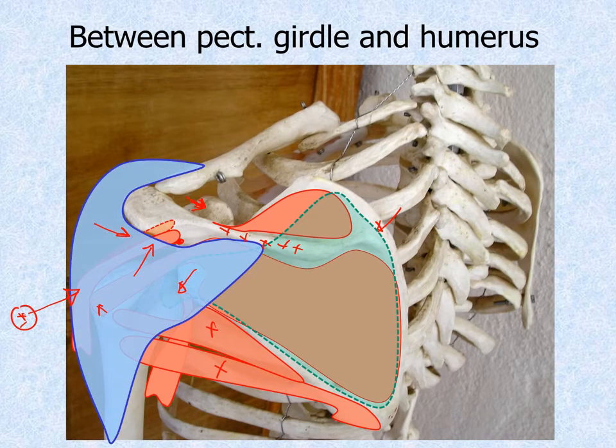Covering all these muscles is a fairly large muscle which is called the deltoid muscle, which is attached to the clavicle, scapula, and the shaft of the humerus here.